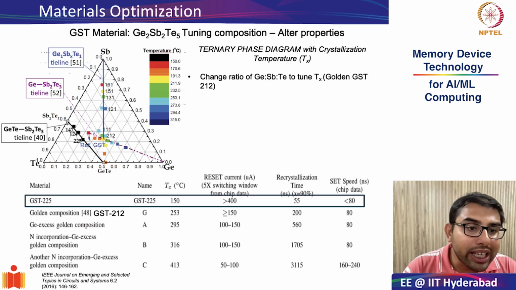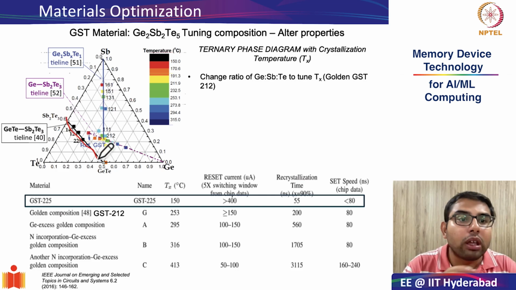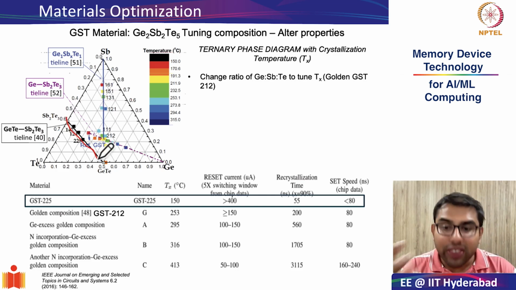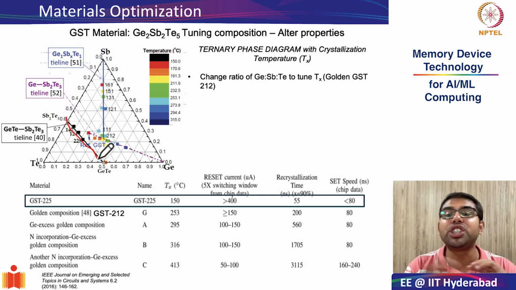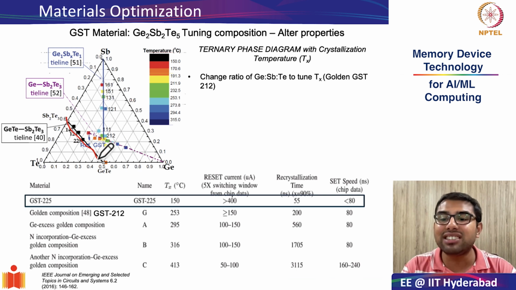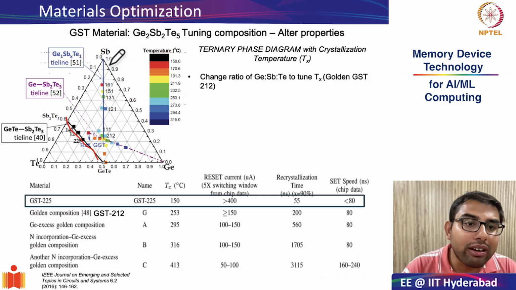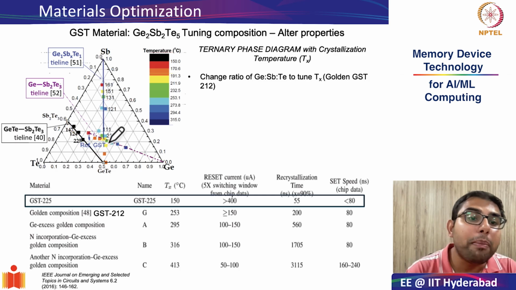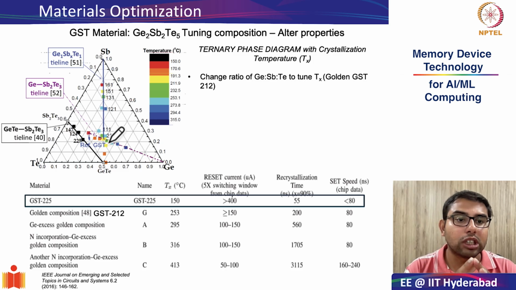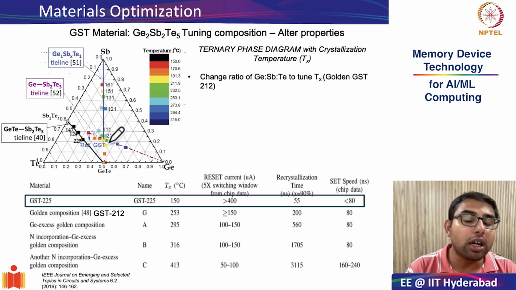Also, what you see are these so-called tie lines. The tie lines are nothing but lines that connect compositions that can coexist in equilibrium, meaning the material will phase separate into those phases under certain favorable conditions. So these are your tie lines, on which you try to find stable compositions which can give you your desired crystallization temperatures.